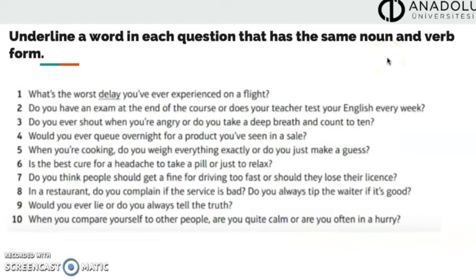Okay, here you see 10 questions, 10 sentences. In each sentence, we have a word that has the same noun and verb form. So let's see if you can find it. Please pause your video here again for a few minutes, try to find that one word whose noun and verb forms are the same.